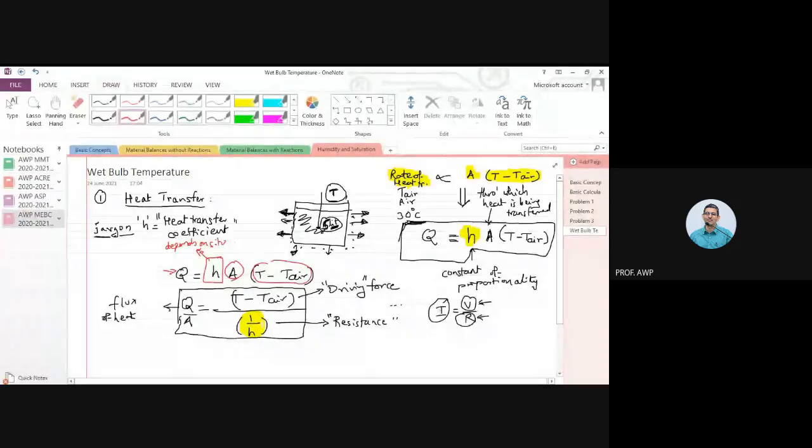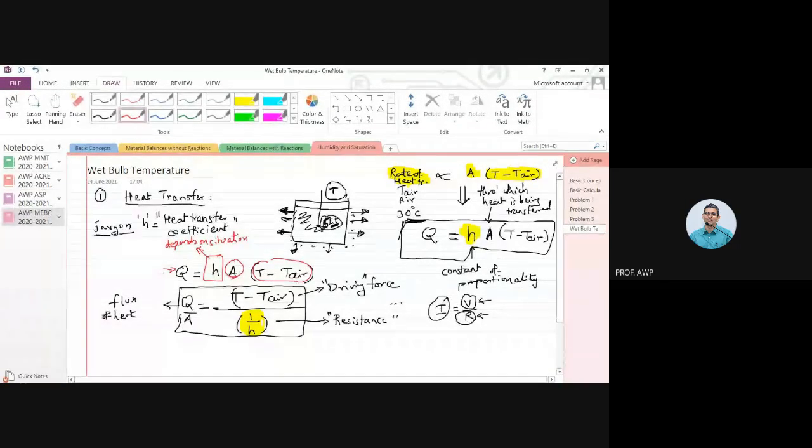Whether I am doing this experiment on Earth, on Mars, on the Moon, on Saturn, Jupiter, whatever is your favorite planet or favorite comet, wherever you want to do the experiment. It also depends on whether I have one fan, two fans, whether I have windows open, whether I have windows closed. So the rate of heat transfer will depend on the situation. Heat transfer coefficient depends on the situation. This is a very important concept.